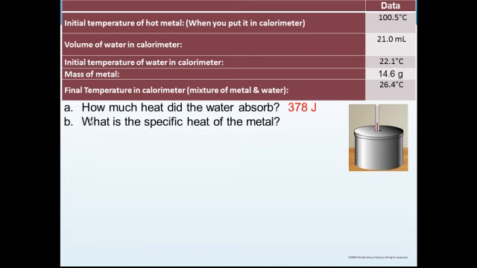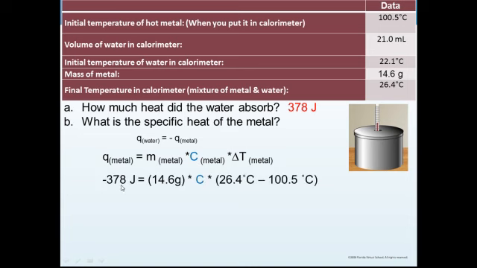What is the specific heat of the metal? Well, we know that Q of water equals negative Q of the metal. We know that the water absorbed 378 joules of energy, therefore the metal had to have lost 378 joules of energy. The question asks for specific heat though. It is C that we're solving for. Now we know what the Q of metal is. And plug in all my values. Negative 378 joules. This is the mass of our metal. My final temperature of the metal is the same final temperature as my water was. The initial temperature of my metal was so much higher. Do this subtraction. You should get negative 74.1 degrees Celsius is that difference.